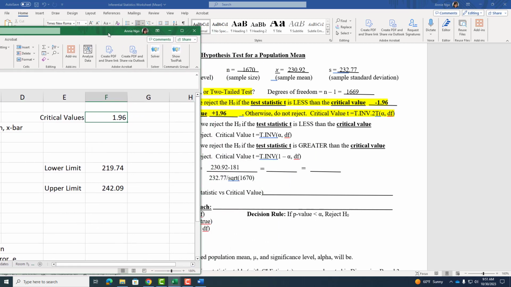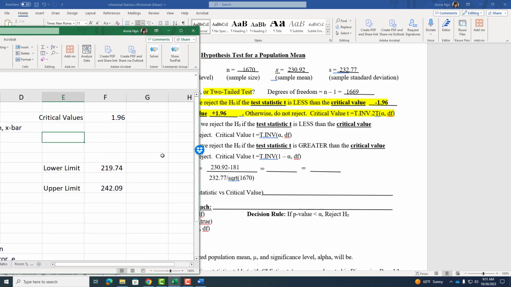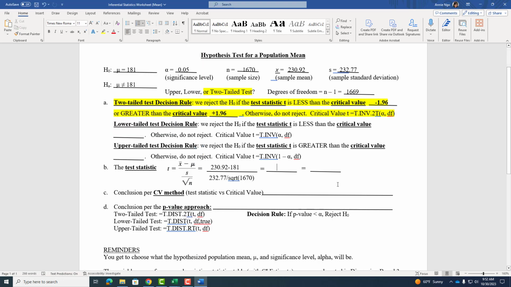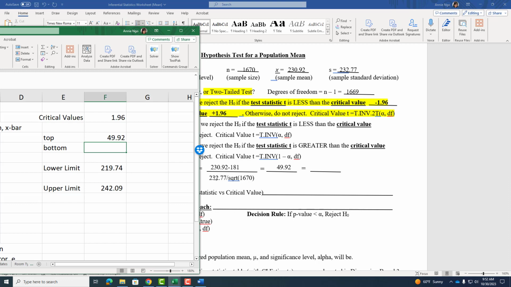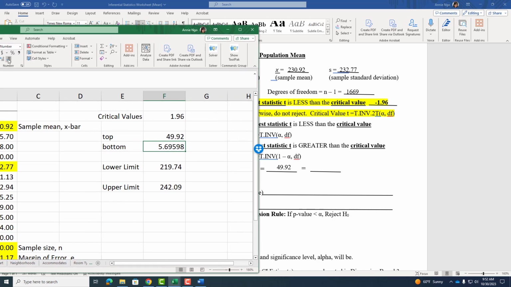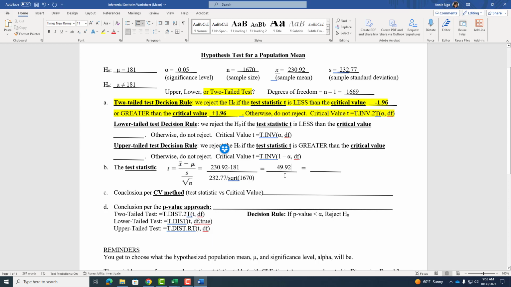Let's do the top and then the bottom, just so you can see, right? So I'm going to take my sample mean of 230.92 minus the population mean of 181. That gives me 49.92 on top. And for the bottom, I'll do my standard deviation of 232.77 divided by the square root of 1670. And I'll close parentheses and hit enter. And let me go ahead and round that a little bit because I don't like all those decimals. So that makes it a little bit cleaner at 5.70.